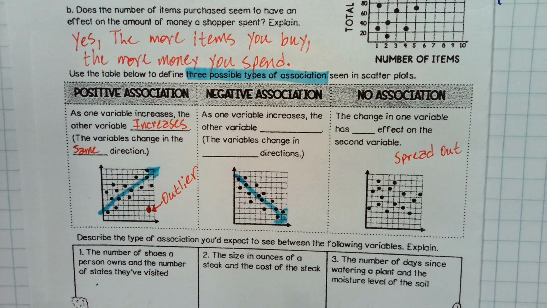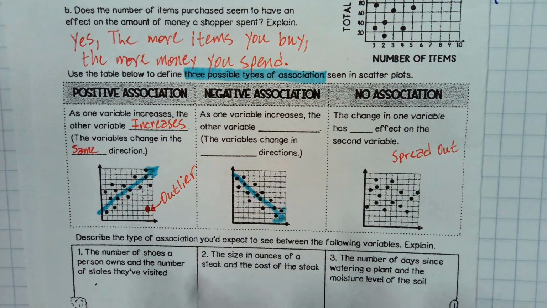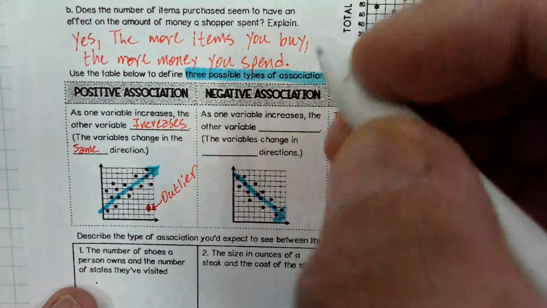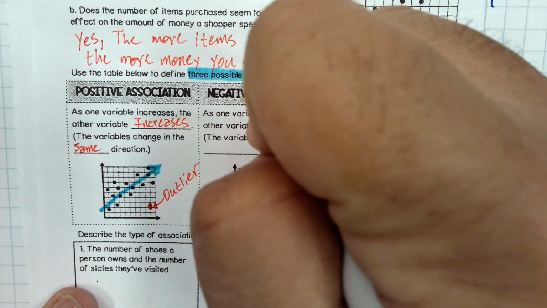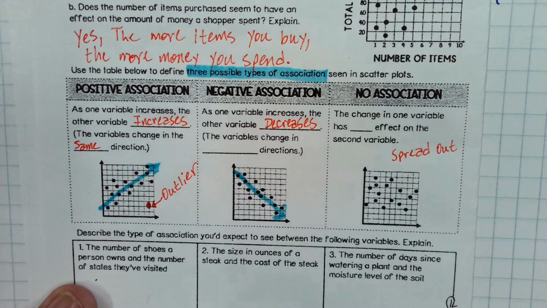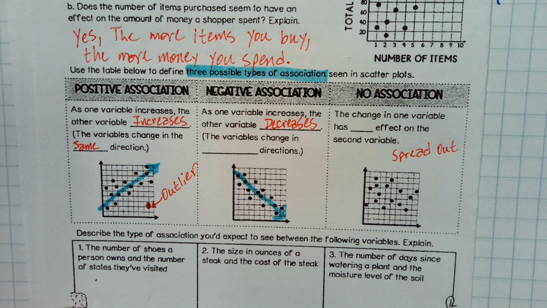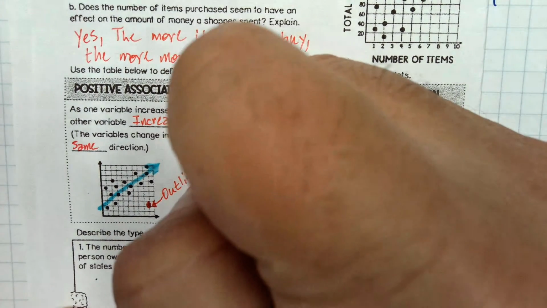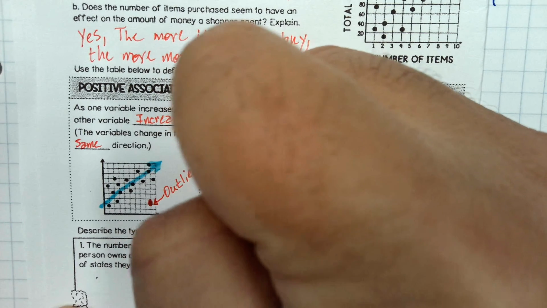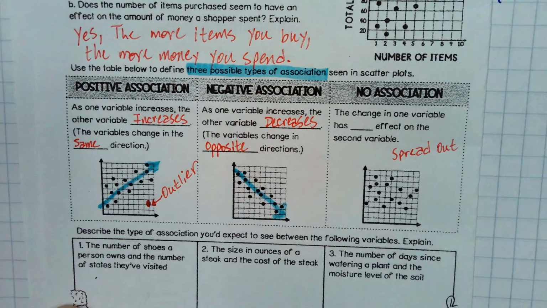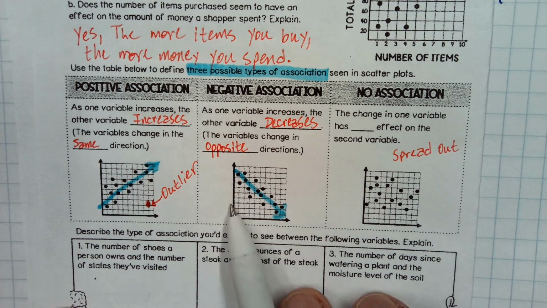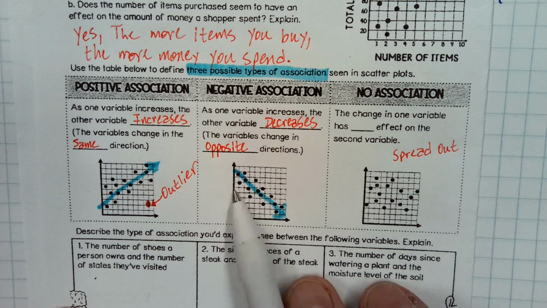All right. So let's take a look at a negative association. As one variable increases, the other variable decreases. Exactamente. It decreases. So the variables change in opposite directions. We're going to write the word opposite here. Opposite directions. So in general, as x increases, y decreases.